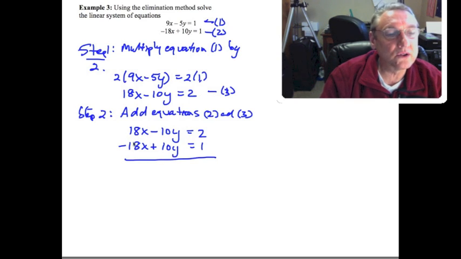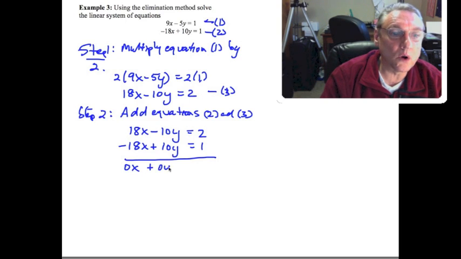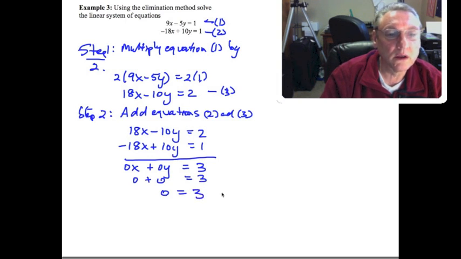So we're going to add these two. Notice here I get 0x plus 0y is equal to 3. Of course anything times 0 is 0, so I've really got 0 plus 0 equals 3, or 0 is equal to 3. Now that raises a problem. When is 0 equal to 3? Well, this is never true.